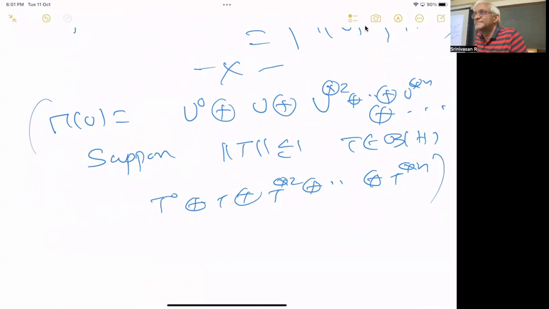Okay, we'll stop. When you say U^0, you mean it types as identity? Identity. U power 0 is identity. Anything power 0 is identity. Okay. And the vector space power 0 is C.